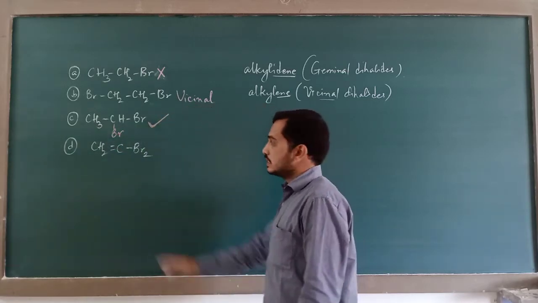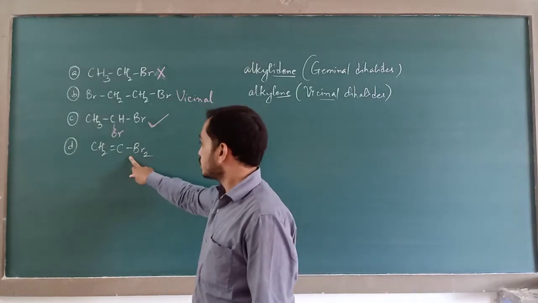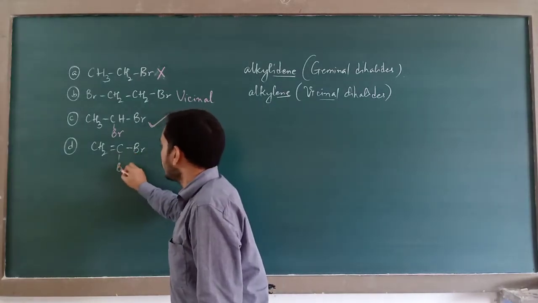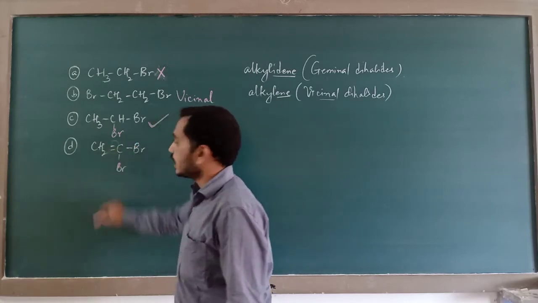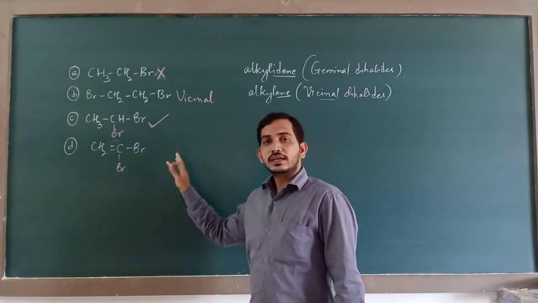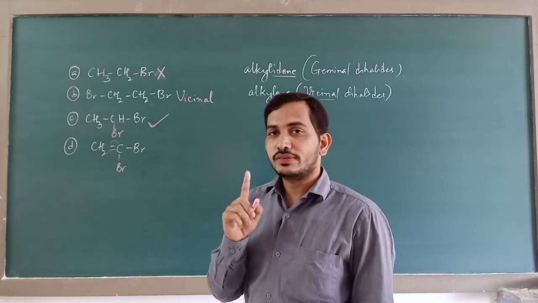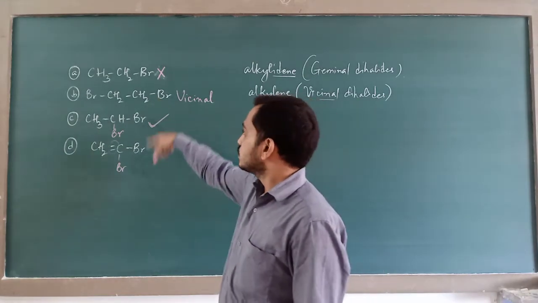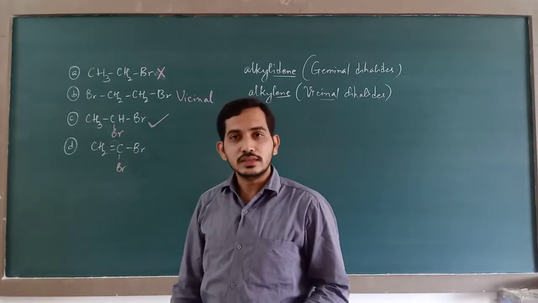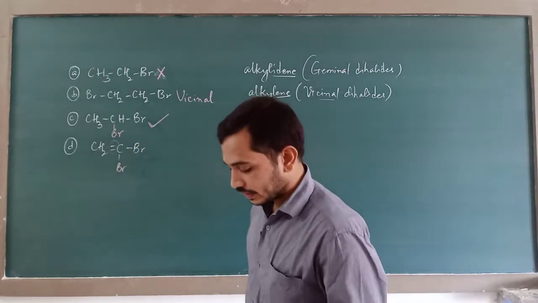Then you can ask, sir, why can't D be the option? Because in D also you have got 2 halogens. But notice that it also contains a double bond. So this is not the correct answer. So for the first question, alkylidene dihalide, among these 4, option C is the correct answer.